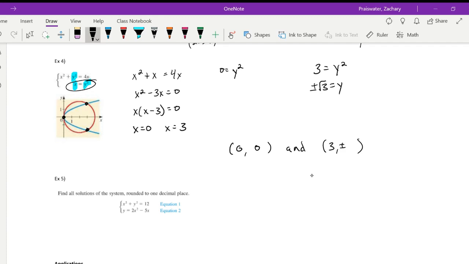And I think it's okay to write this here. If you want to write it as, because there's 3 solutions, 0, 0, 3, negative square root of 3, and 3, positive square root of 3, that's okay too. So either one of those is fine.